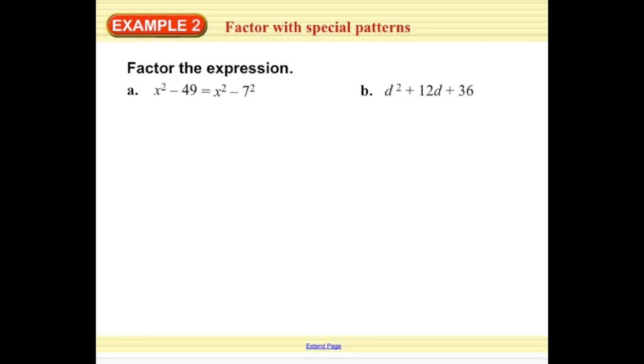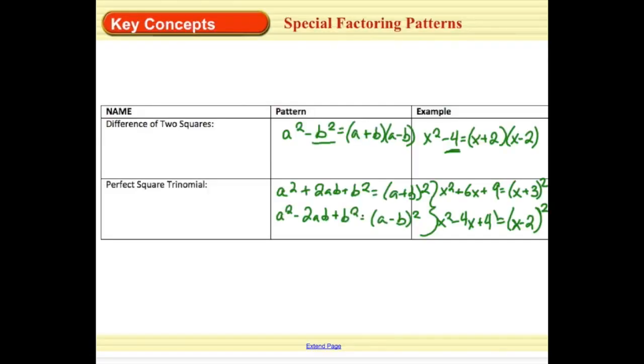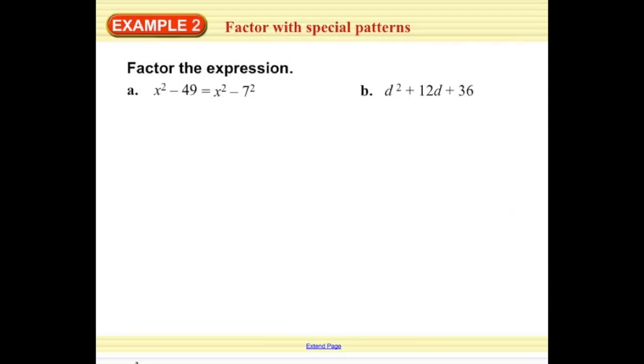The next example is to factor each expression. These you can definitely use those key rules that we did before. The difference of two squares, a squared minus b squared, is just a plus b times a minus b. So a squared minus b squared is the same as a squared minus b squared, right? 49 is the same as 7 squared. So I can rewrite this as x minus 7 squared.